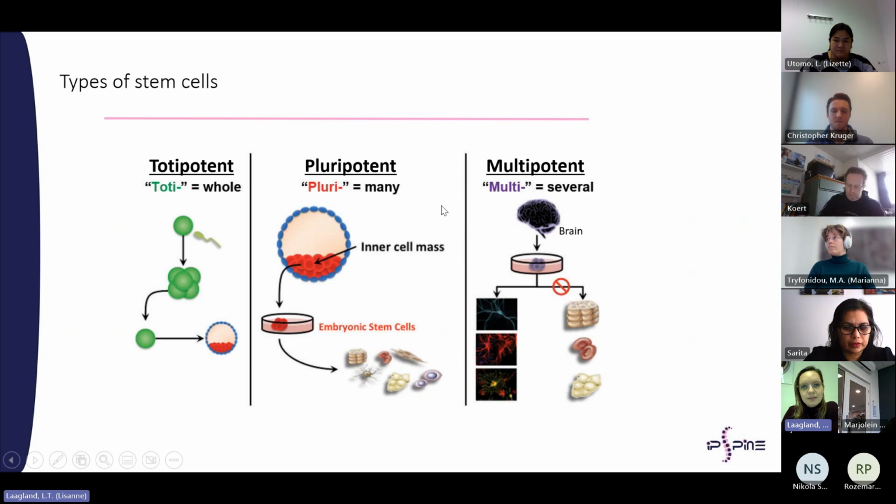And then if we move one step to the right, we have the pluripotent stem cells, and pluri stands for many. So these cells are present within the inner cell mass, which is illustrated by the red cells. And these cells become in the end the embryo. So these cells can become all the organs that are present within an embryo. And then on the right side, we have the multipotent stem cells, and multi stands for several. So these stem cells can become all different cell types within one organ. So for example, it can become different cells within the brain, but then it cannot become cells of other organs anymore.